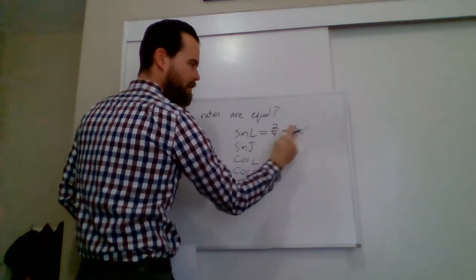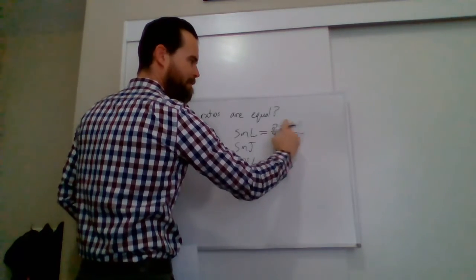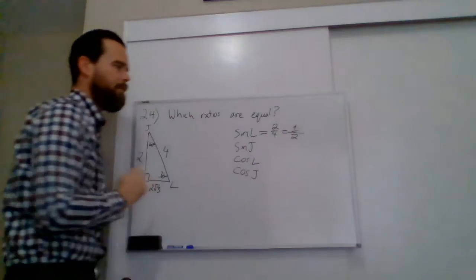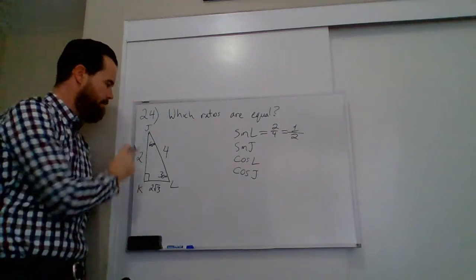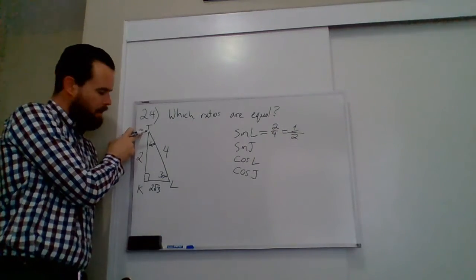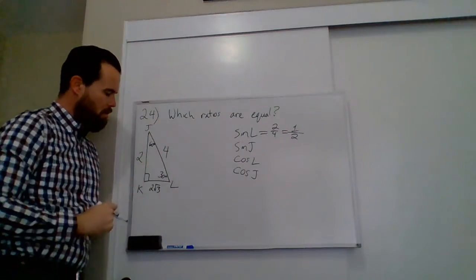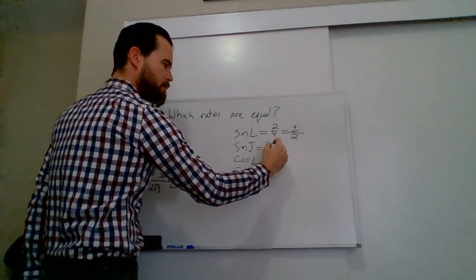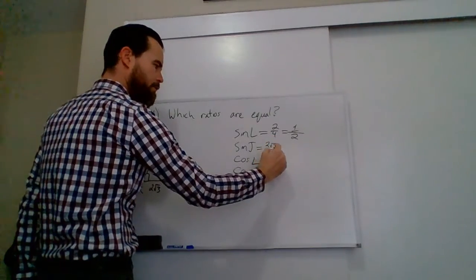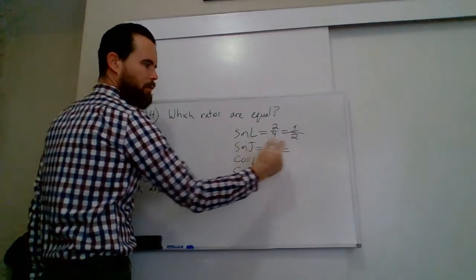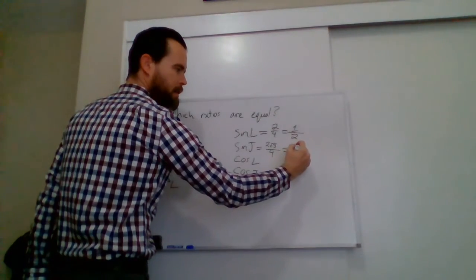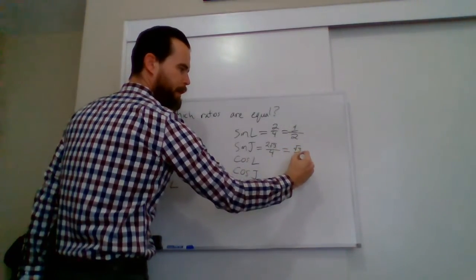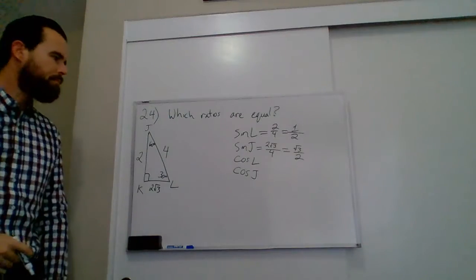Well, that's a 1. Let's try that again. 1/2. All right, now let's look at sine of J. Here's our angle J up here. Opposite over the hypotenuse. 2 square root of 3 over 4. These 2's simplify, and we get square root of 3 over 2.